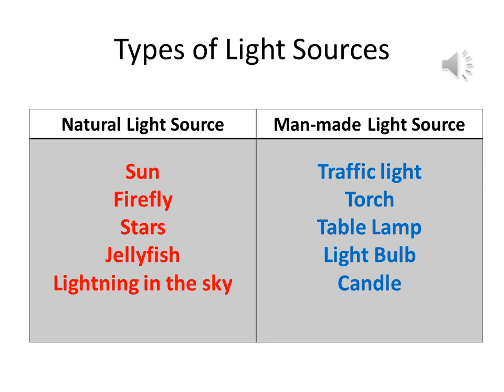You can see some examples over here. For natural light sources, we have the sun, firefly, stars, jellyfish, and lightning in the sky. For the man-made light sources, we have traffic lights, torch, table lamp, light bulb, and candles. You can add anything that you think might be a man-made or a natural light source if you want to add something in the next column.